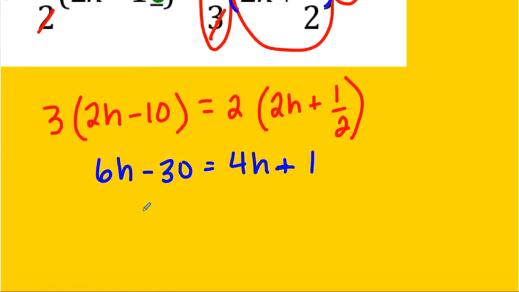Okay, so now I just solve the equation. So I'm going to subtract 4h from both sides, and I'm going to add 30.